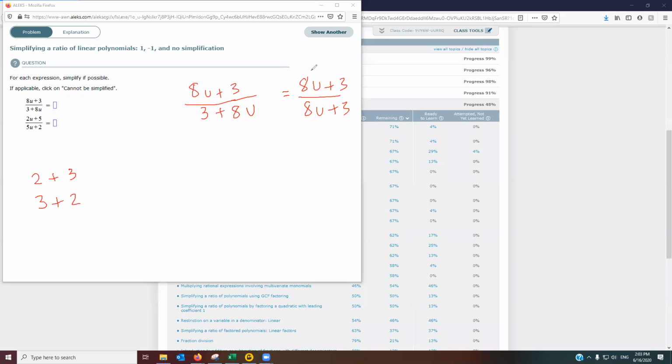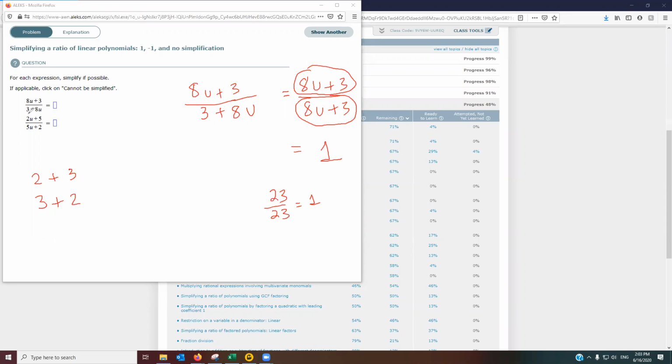But now I have a quantity divided by itself. Any quantity divided by itself is just 1. If I had the number 23 divided by 23, that answer is 1, right? So any quantity, if you have the same quantity top and bottom on a fraction, that answer is just 1.